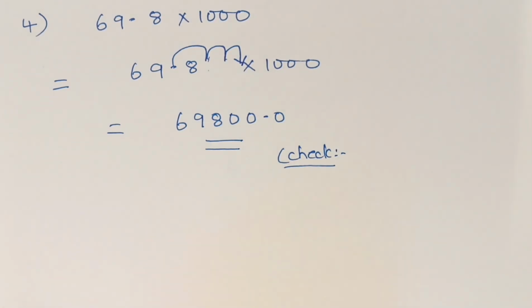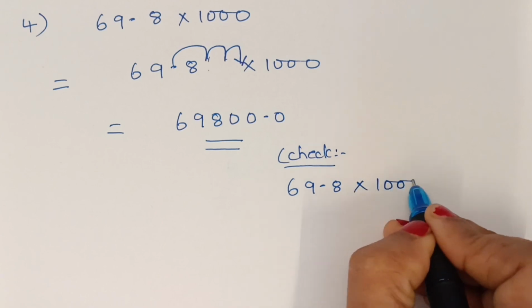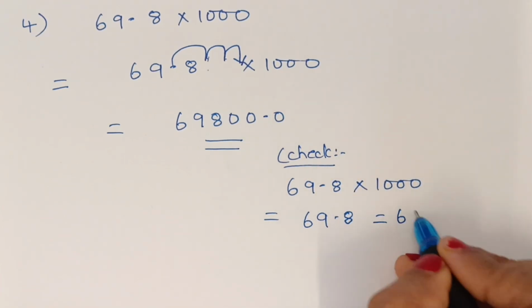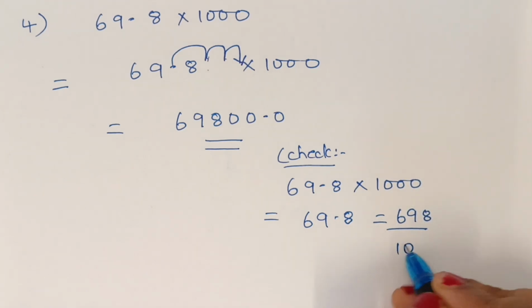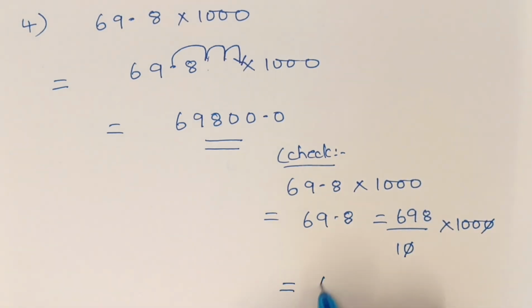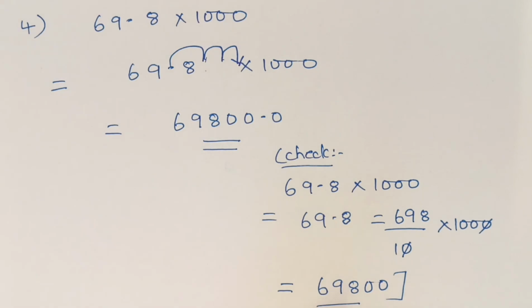Let's see how to check. 69.8 into 1000. Remove the decimal point. So you'll get 698 by 10 into 1000. So your final answer is 69800. So see, you got the same answer. No need to check. This is just for your explanation part.